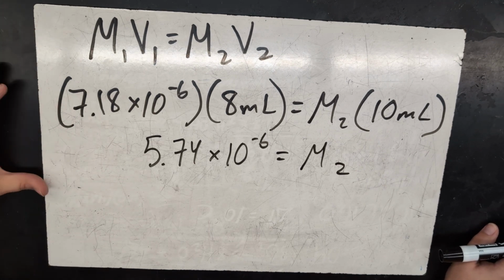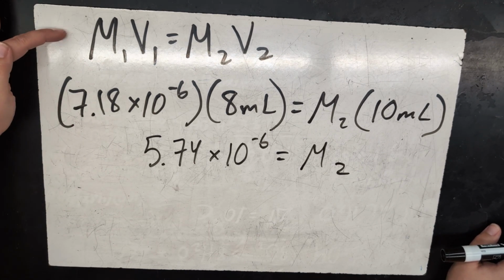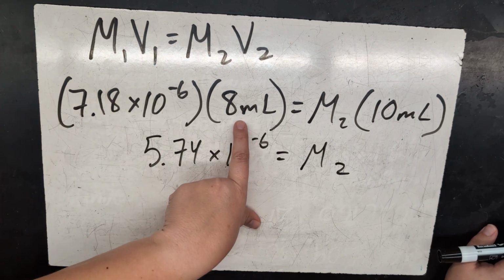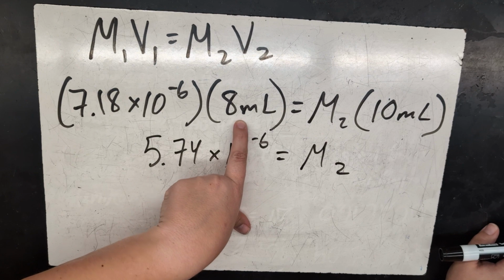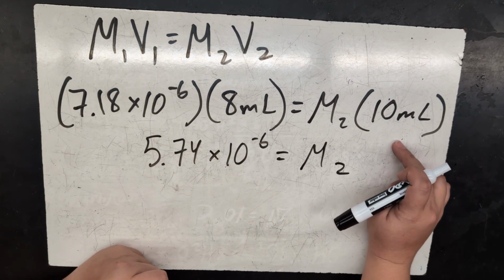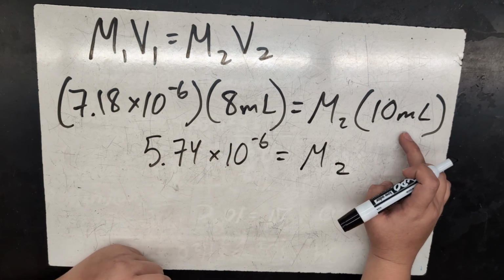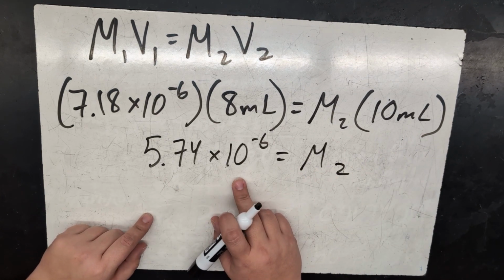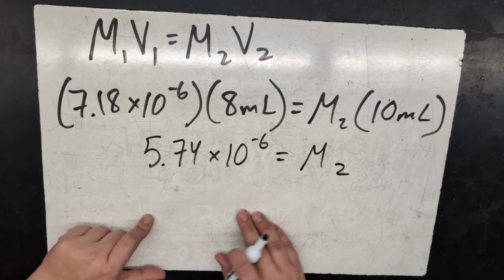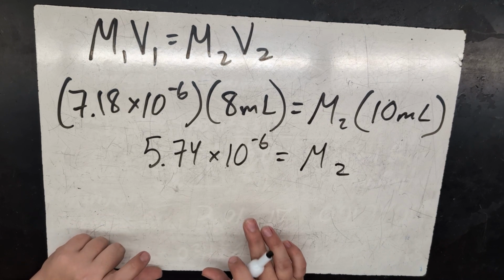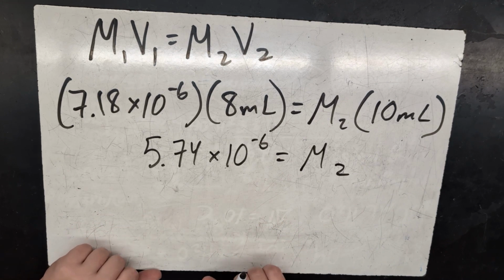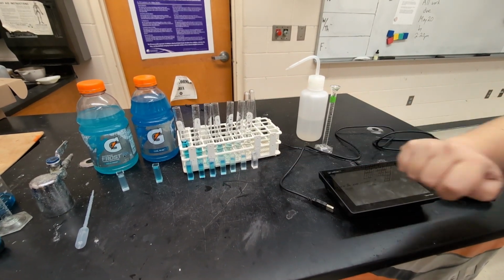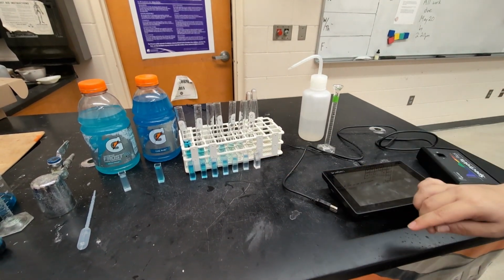So here I just gave one example. M1V1 equals M2V2. This is our stock solution. Now if I measure 8 milliliters of that stock and bring it up to a total volume of 10 with 2 milliliters of water, the new molarity when you solve will be 5.74 times 10 to the negative 6 molar. And you want to do that for all of the dilutions that you're going to make to form your calibration curve.